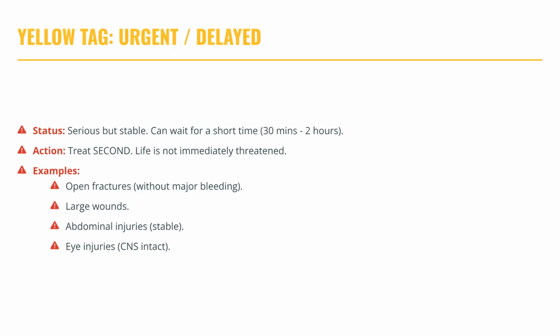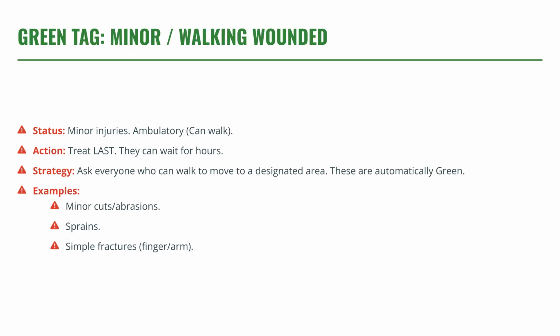Yellow tag patients are serious, but stable. They can wait for a short time, typically 30 minutes to 2 hours. Examples include open fractures without major bleeding. Green tag patients have minor injuries and are considered, quote, walking wounded. They can wait for hours. A key strategy is to ask all ambulatory individuals to move to a designated area.